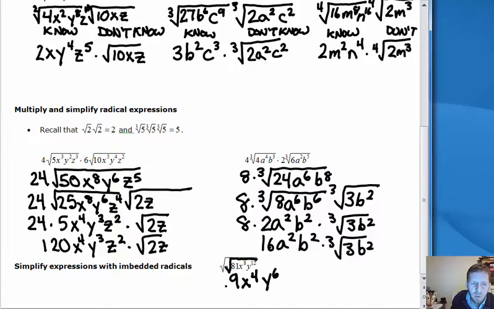But then there's a second square root, which means we need to square root this answer. And fortunately, we can do that. We know the square root of 9 is 3. We could square root the x to the 4th, and we can square root the y to the 6th. And this gives you a simplified radical expression.